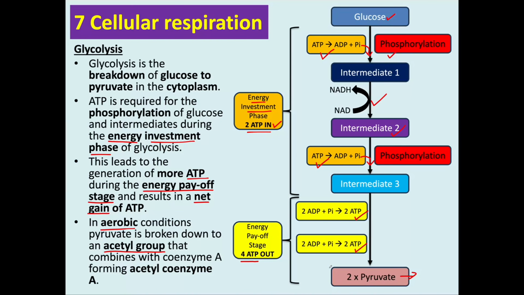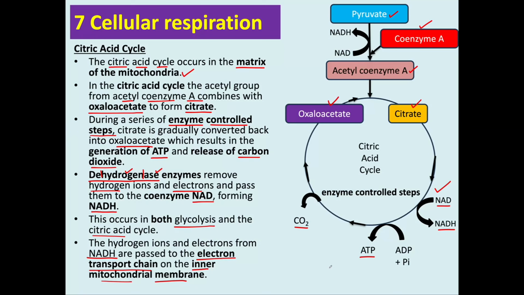And when we have aerobic conditions, the pyruvate will be broken down into the acetyl group and combine with the coenzyme A to form acetyl coenzyme A. We then have the citric acid cycle, which occurs in the matrix of the mitochondria. During the citric acid cycle, that acetyl group from the acetyl coenzyme A will combine with the oxaloacetate to form citrate. There'll be a series of enzyme-controlled steps where citrate is gradually converted back to oxaloacetate, and we also get the net products of ATP and the release of some carbon dioxide.